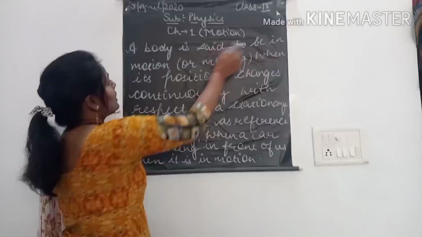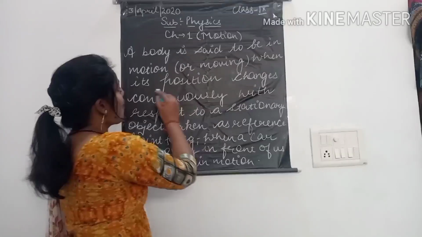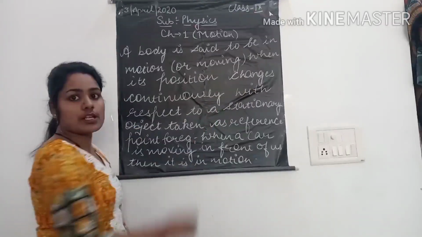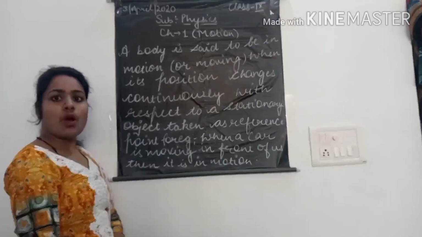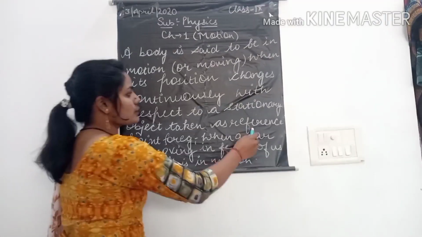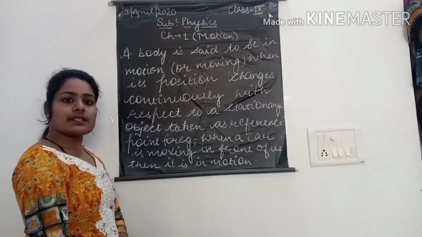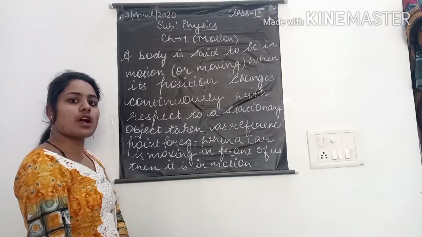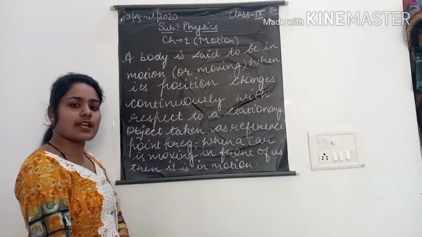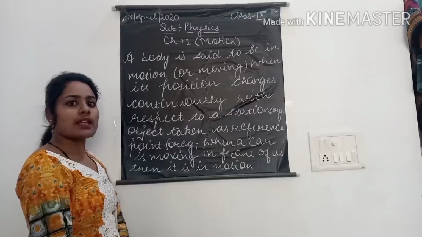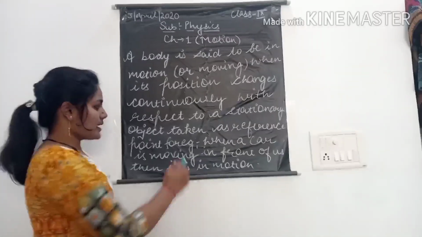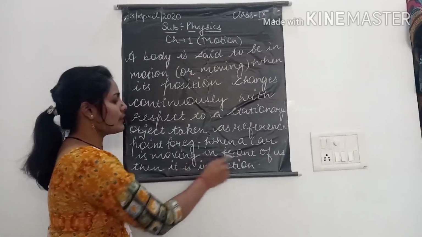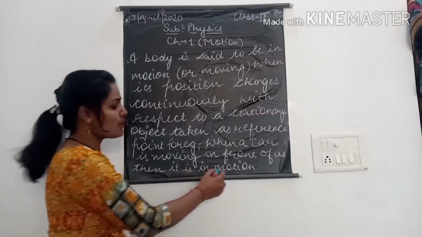A body is said to be in motion or moving when its position changes continuously with respect to a stationary object as a reference point. You know what is a stationary object? Stationary objects are those objects that do not change their position according to the condition, like a tree, a house, a school, poles. For example, when a car is moving in front of us, then it is motion.